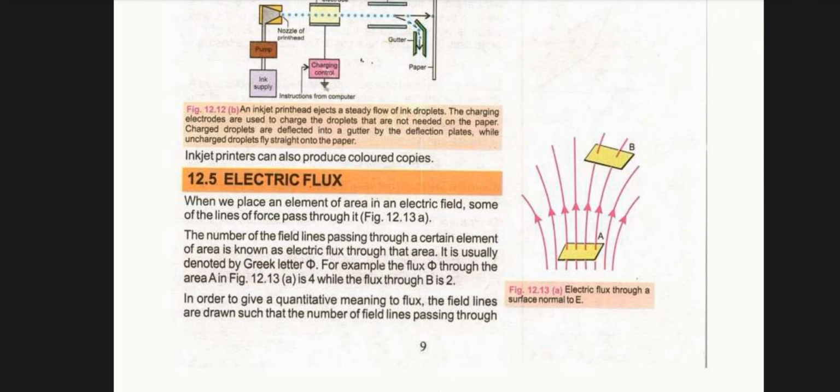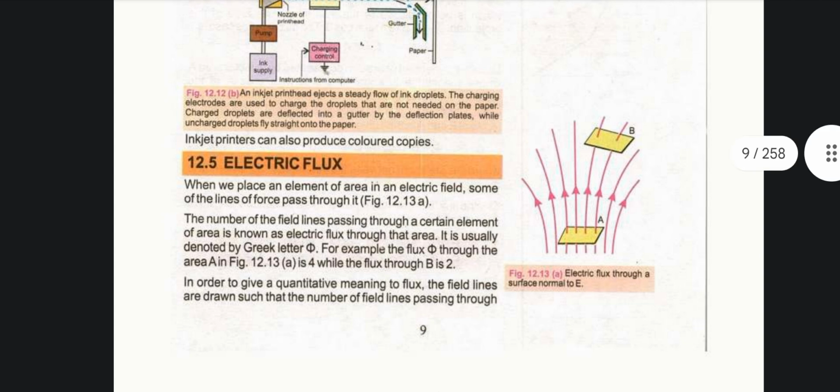Let's start with electric flux. When we place an element of an area in an electric field, some of the field lines pass through it. The number of the field lines passing through a certain element of area is known as electric flux through that area. It is usually denoted by a Greek letter phi.